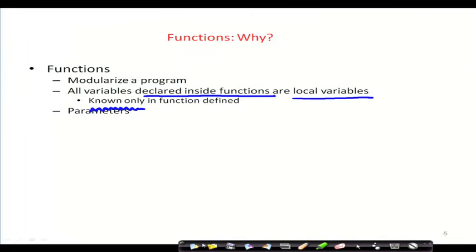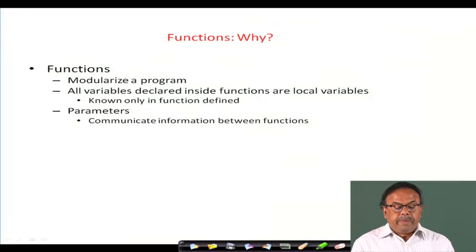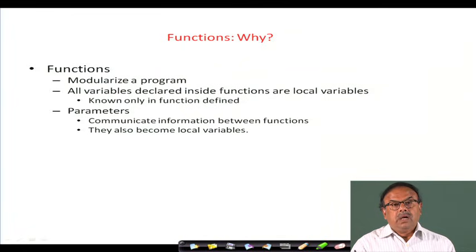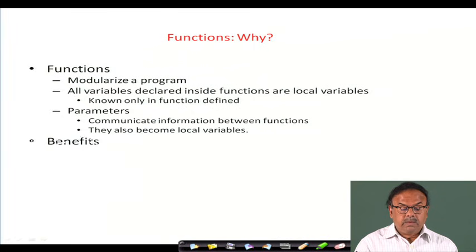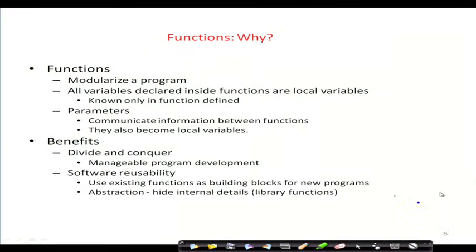So, we have also seen what parameters are. Parameters communicate information between functions, parameter and argument. They also become local variables. The arguments are local variables. The parameters, meaning the arguments, are also local variables. The benefits are divide and conquer. We have devoted one complete lecture on that. Manageable program development, software reusability.